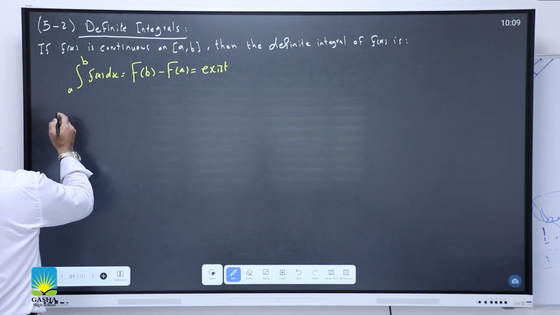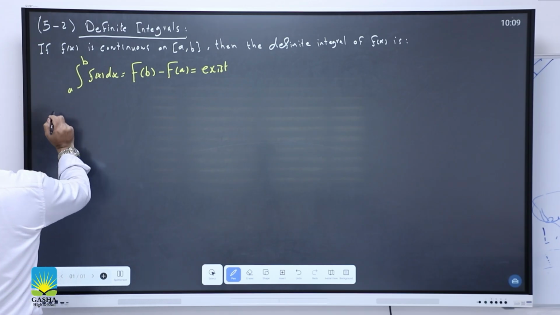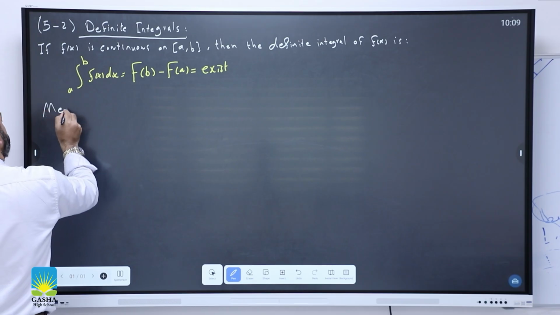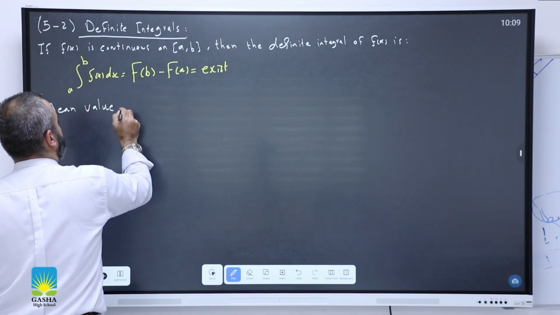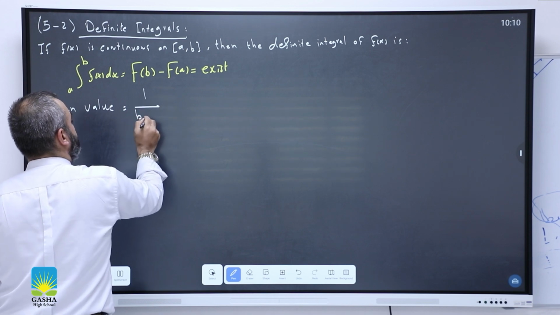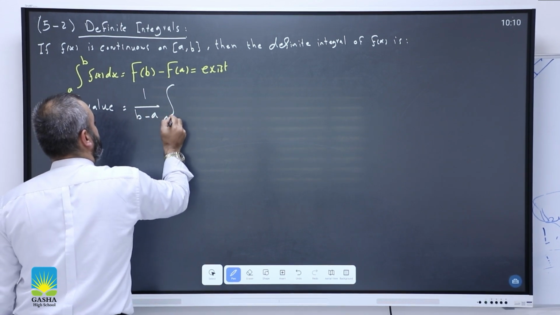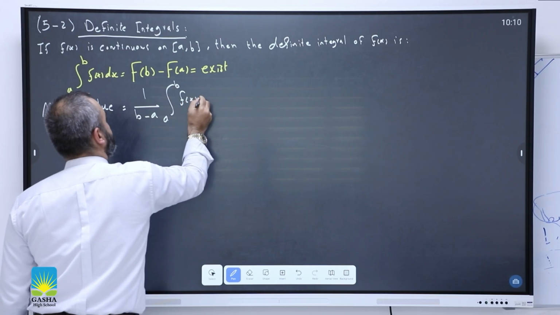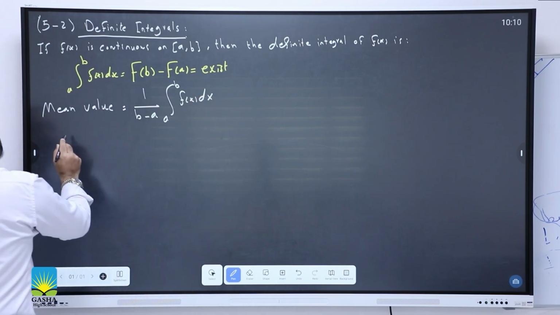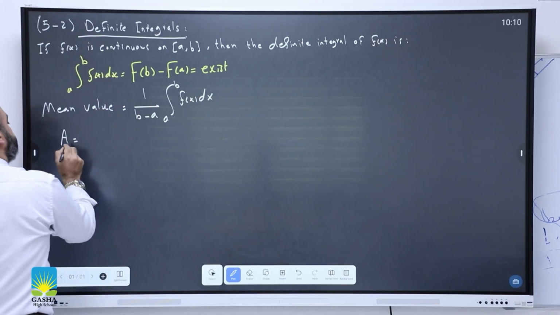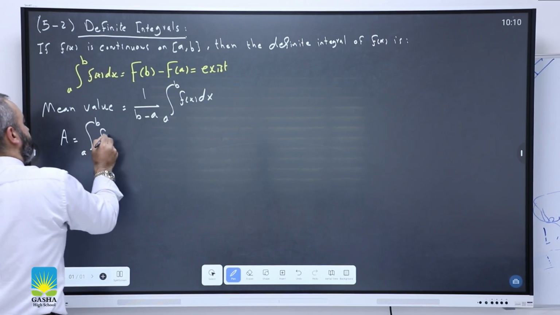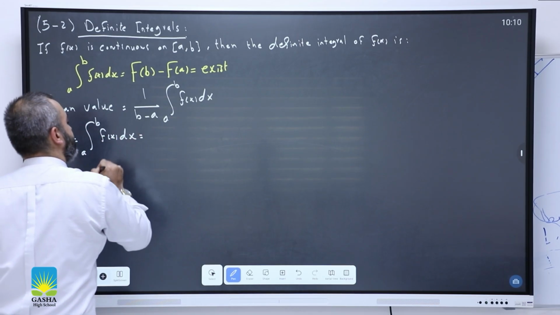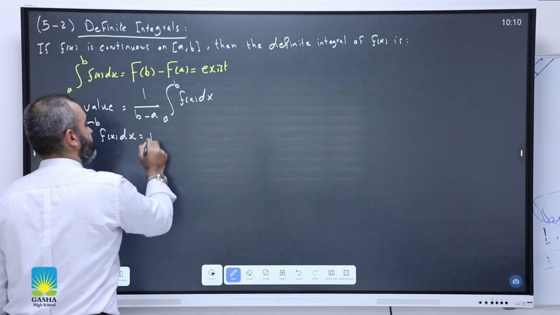And we have the average value, the mean value theorem. Mean value equals 1 over b minus a times the integral from a to b of f of x dx. And also we have the area. The area is the integral from a to b of f of x dx. The result must be positive.